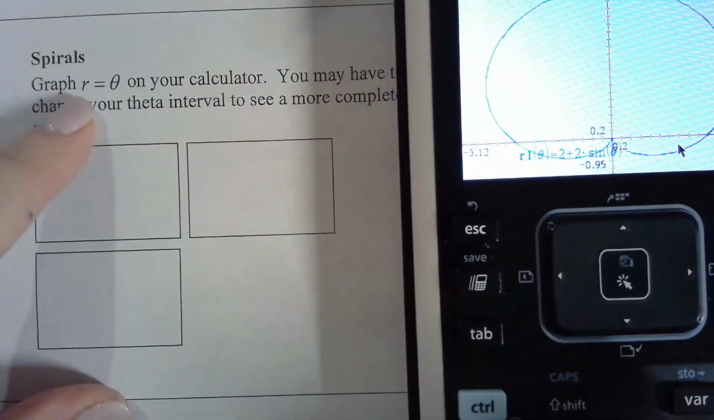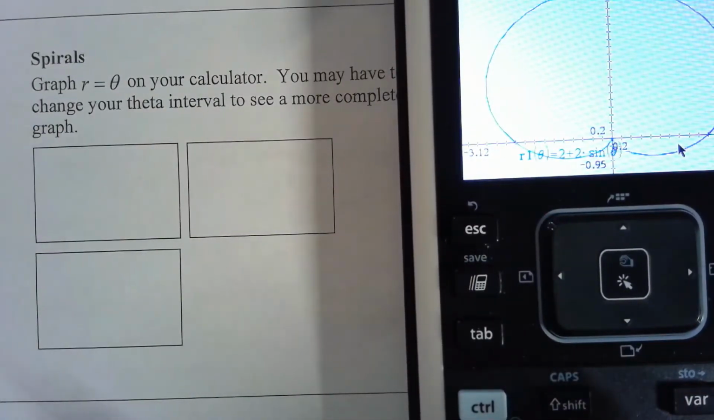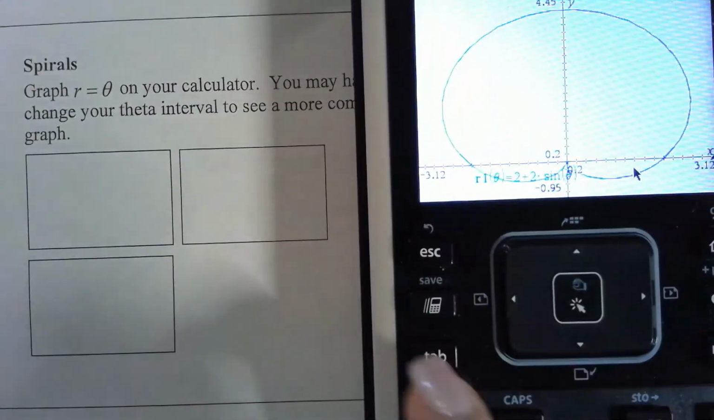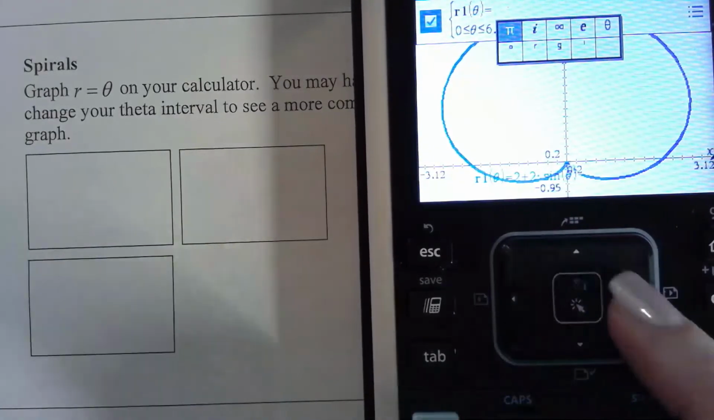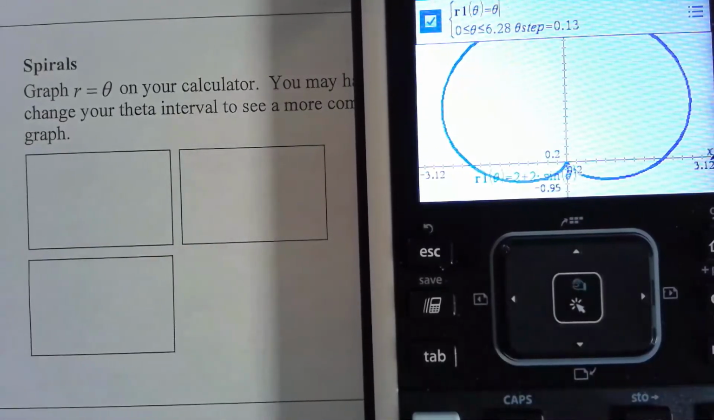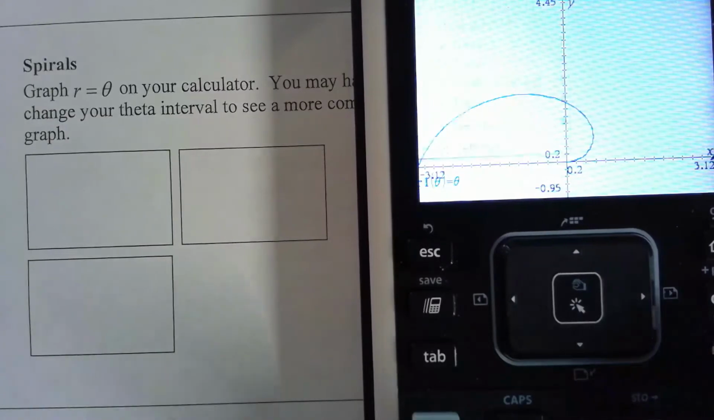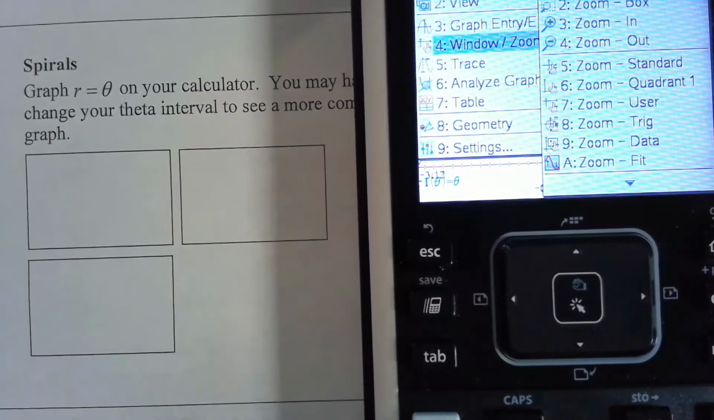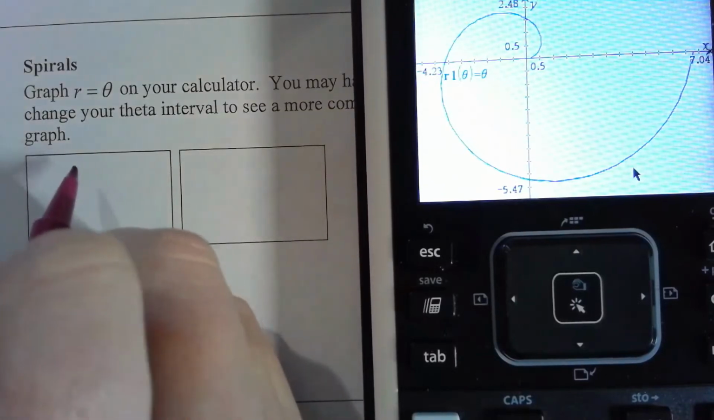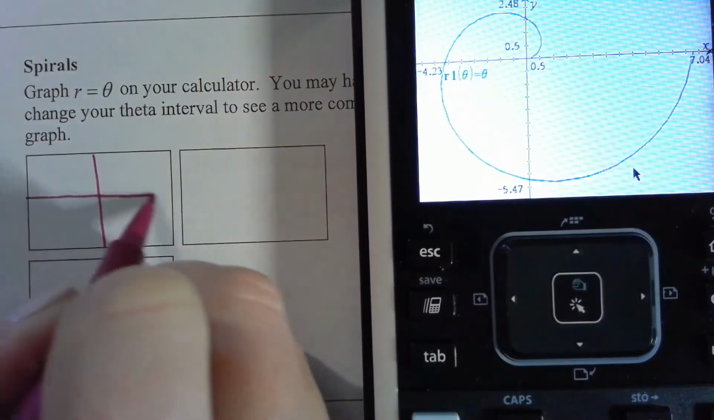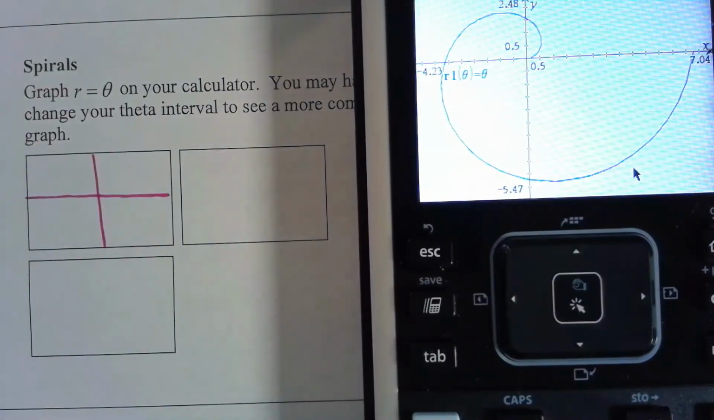So it just says graph r equals theta. For us, that's like y equals x, right? R equals theta. So I'm going to hit tab. I'm going to go up. I'm going to delete this. Excuse me. I shouldn't have deleted my theta again, but. And let's menu number 4, letter A. So zoom fit. Okay. So here my x and y axis are for the most part in the middle.